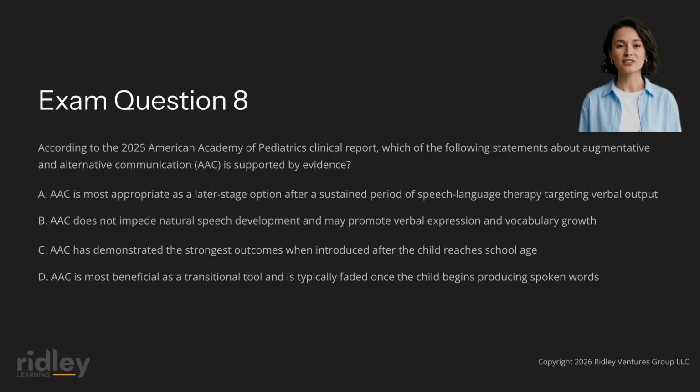Question 8. According to the 2025 American Academy of Pediatrics clinical report, which of the following statements about augmentative and alternative communication is supported by evidence? The correct answer is B. Augmentative and alternative communication does not impede natural speech development and may promote verbal expression and vocabulary growth. Rationale. The 2025 American Academy of Pediatrics clinical report explicitly states that augmentative and alternative communication does not impede natural speech development and may in fact promote verbal expression and vocabulary growth, with evidence supporting its introduction in children as young as 9 months. This directly refutes the persistent clinical myth that augmentative and alternative communication delays speech.